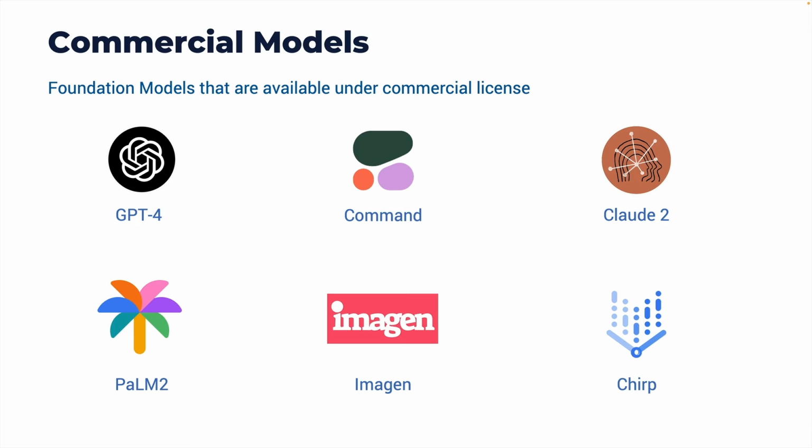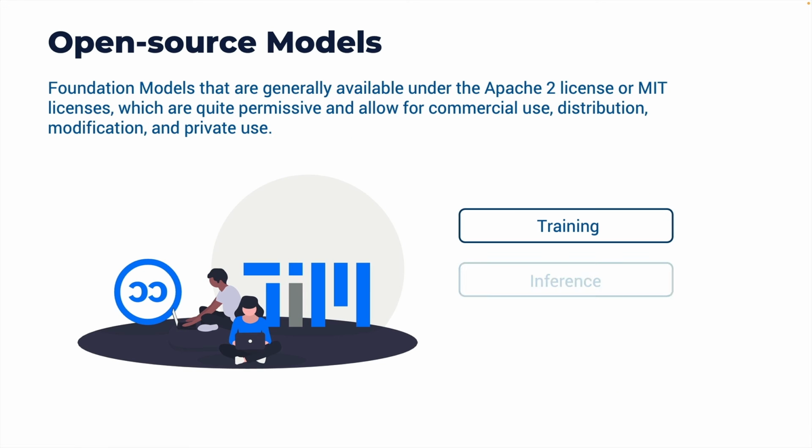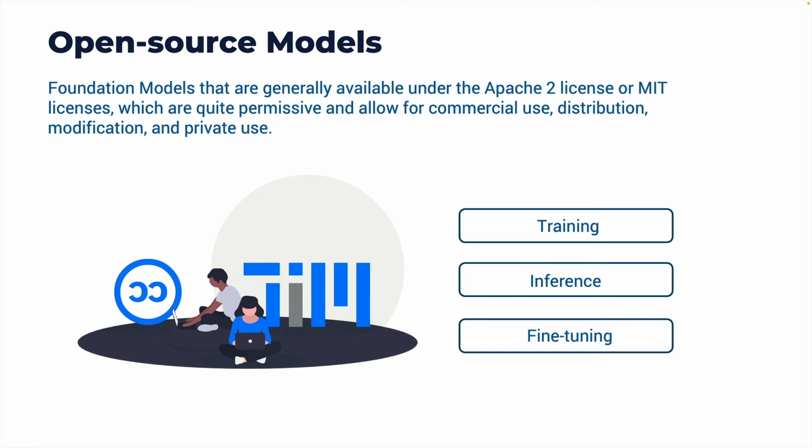Now let's take a look at the open source model ecosystem. Open source foundation models are generally available under the Apache 2 license or the MIT license. Both are quite permissive and allow for commercial usage, distribution, modification, and private use. Models based on these licenses come with the source code that is included for training, inference, and even fine-tuning.